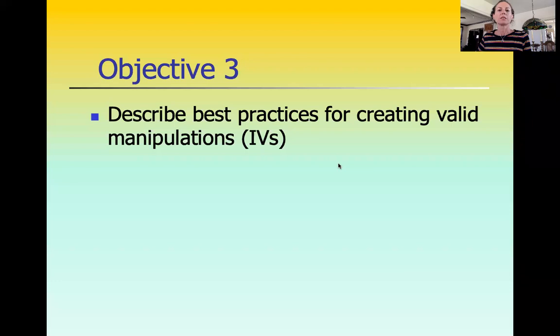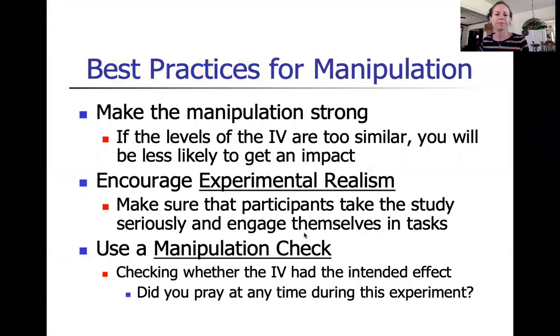Okay, anyway, back to sharing my screen, and I am on objective 3 here. I'm going to talk about the best practices for creating valid manipulation. So here we're talking about the independent variable and how do we split up groups and make those independent variables be sure to produce effects. Okay, so I'll talk about that.